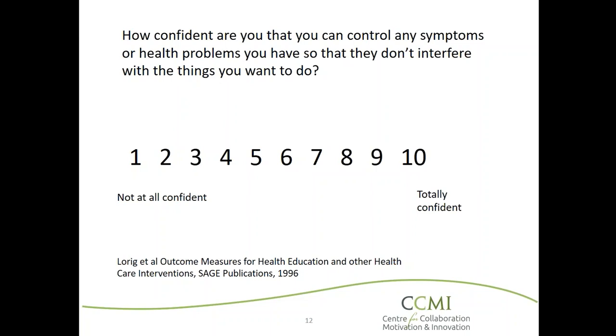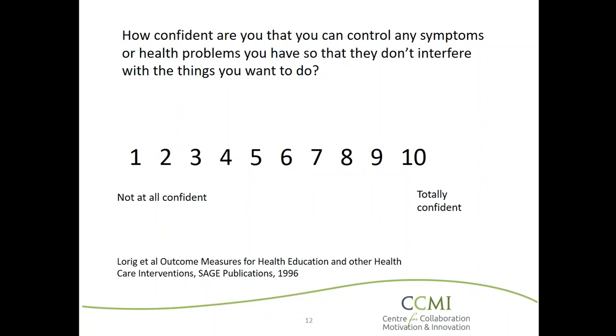Now, the question is an important one, and especially that last phrase, the things you want to do. Because what we often hear from patients when they talk about chronic illness is they don't talk about wanting to control their A1Cs or reduce their cholesterol or improve their triglycerides. They say, I want to be able to live with this chronic condition so that I can do the things that I want to do and the things that I used to do. So it's a very important question to ask, how confident are you that you can manage your health so that you can continue to do the things you want to do?